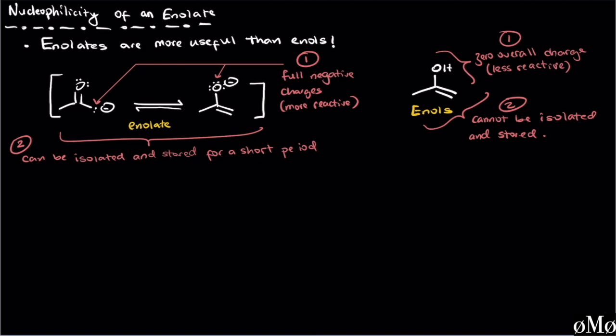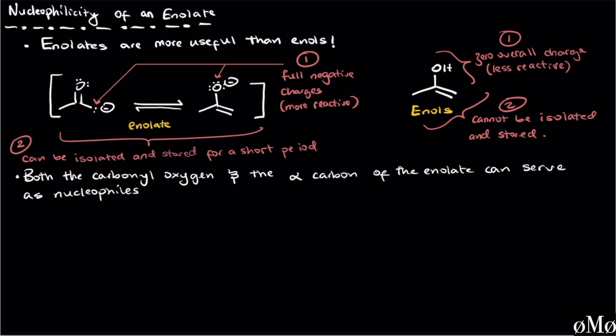From a handling and control point of view, in addition, enolates can actually be isolated and stored for a short period of time. However, because enols are so rapidly interconverting, they cannot be isolated or stored. And so, for these two reasons, not only does the enolate have the full negative charge, but it's also something you can use from an experimental point of view in a much more controlled manner than your enol.